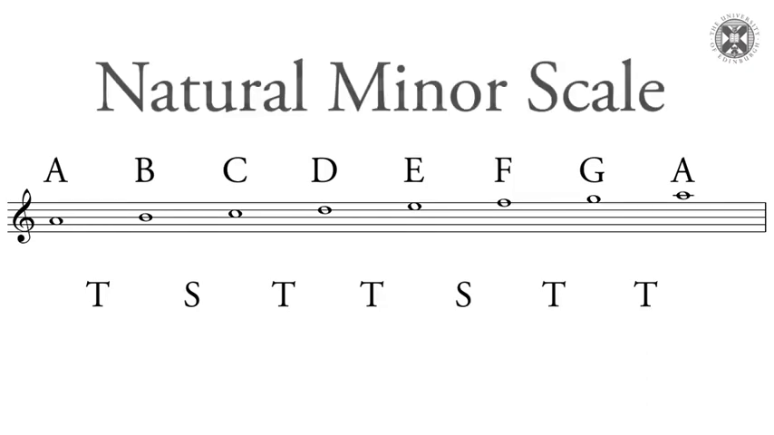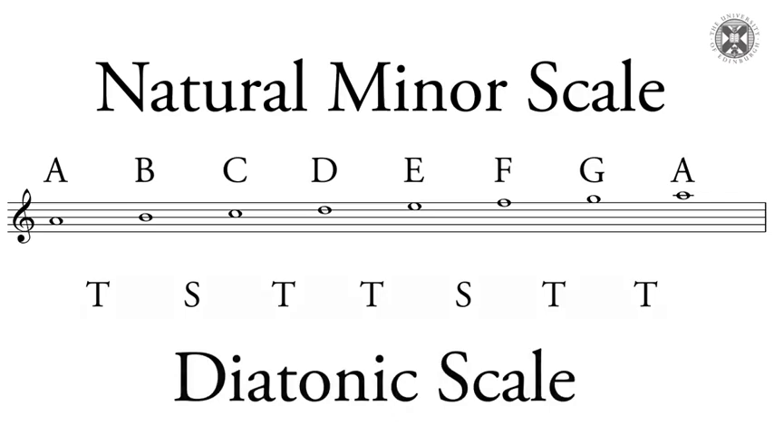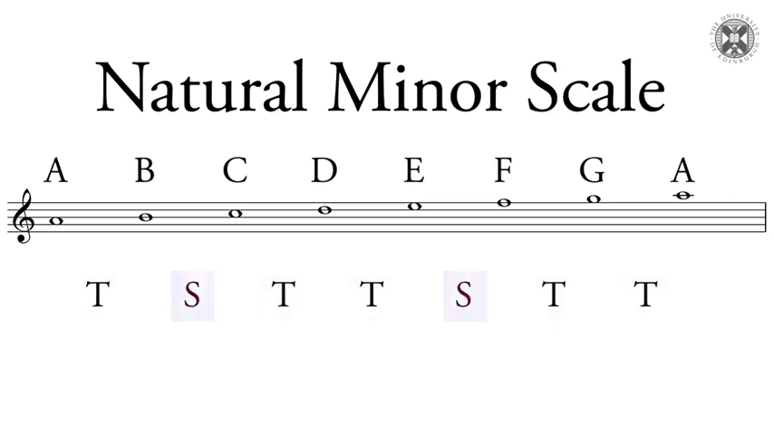Now this is called the natural minor scale, and we'll talk more about this next week, or also the Aeolian mode. It's still a diatonic scale because it still has 7 notes with 5 tones and 2 semitones, but they have a different sequence of tones and semitones now as opposed to the major scale.